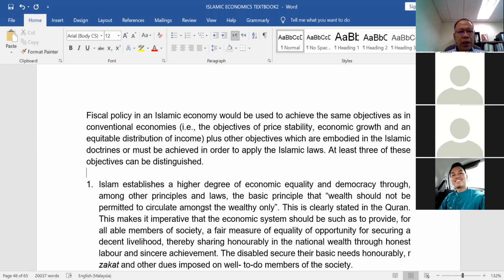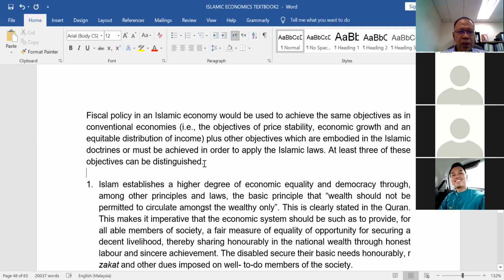Tapi dalam ekonomi Islam, dia ada lagi objektif-objektif lain, plus other objectives which are embodied in the Islamic doctrine or must be achieved in order to apply the Islamic laws. Ada tambahan 3 lagi.